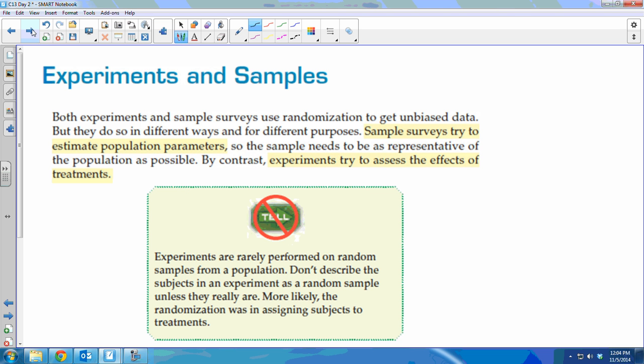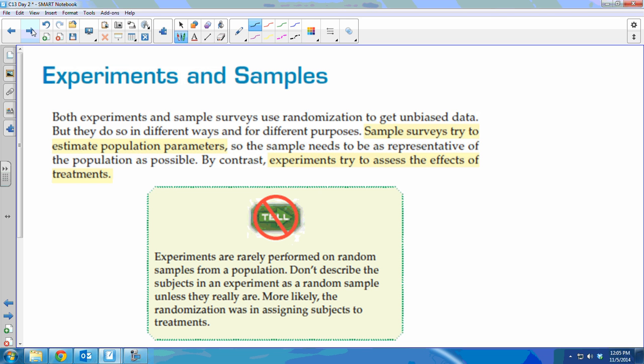Keep in mind some things about experiments and samples. They're not the same thing. Surveys are measuring some sort of population parameter. They're trying to take the results and extend it to a larger population. Remember, a parameter goes with a statistic that can be measured. So you want to know the mean of the population, so you find the mean of your survey and extend that out to your population. An experiment is just trying to assess the effect of a treatment, so it's not really for an entire population.